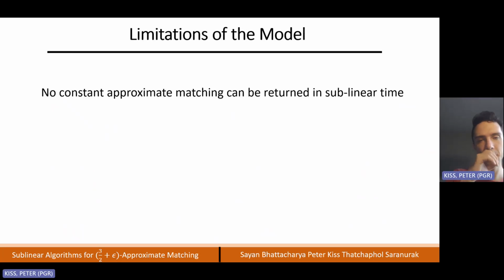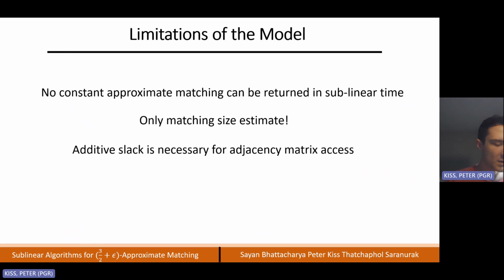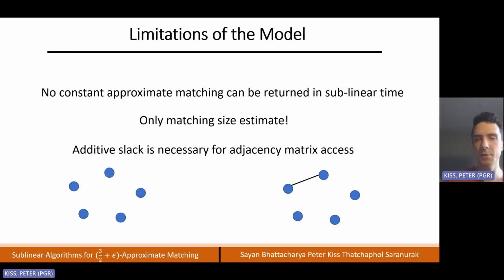So what are the limitations of this model? One cannot return a constant approximate matching, an actual matching, in sublinear time. This is why we are referring to just matching size estimates, and this is standard throughout literature. Also note that if we are working in the adjacency matrix access model, additive slack is necessary. Just consider an empty graph and a graph with a single edge. With adjacency matrix access, you have to query almost every pair to find out that the edge is actually part of the graph.